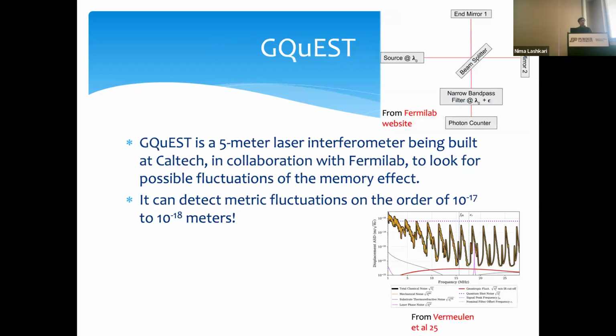There's 10 to minus 17, 10 to minus 18. That's like electric scale almost. Possibly. Yeah, it's about that scale. Okay. Yeah.